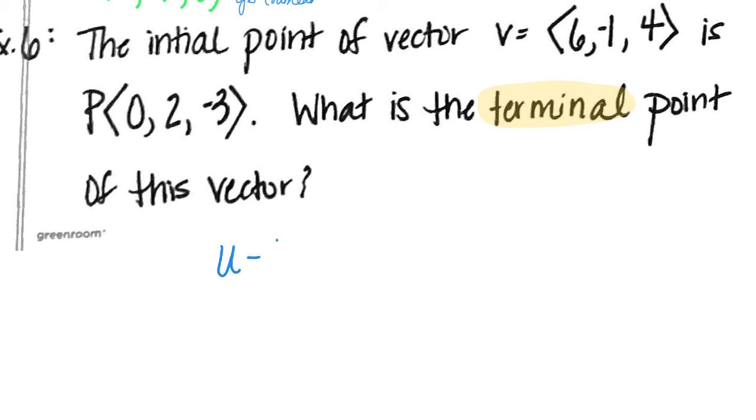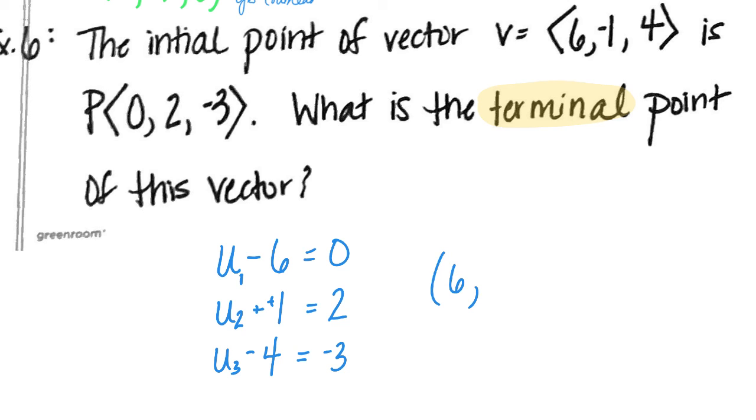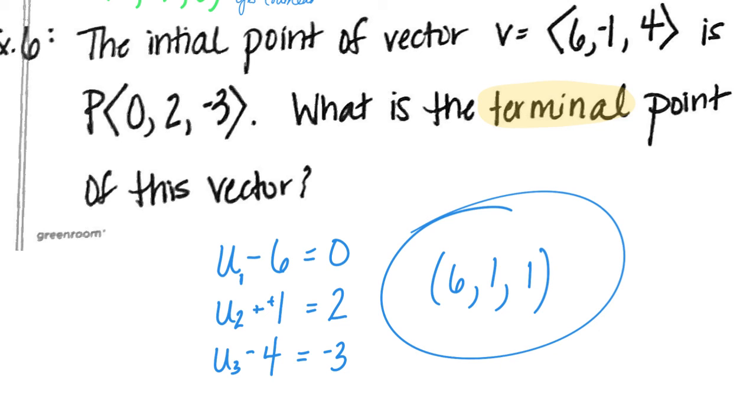Terminal minus initial would give us 0. We'll call that U sub 1. U sub 2, terminal minus initial, will give us the point 2. And then U sub 3, terminal minus initial, will give us a -3. So from here, we could see what the point is. It looks like it's going to be 6 for U sub 1. What plus 1 gives me 2, 1. And what minus 4 gives me -3, 1. So it looks like the terminal point would be 6, 1, and 1.